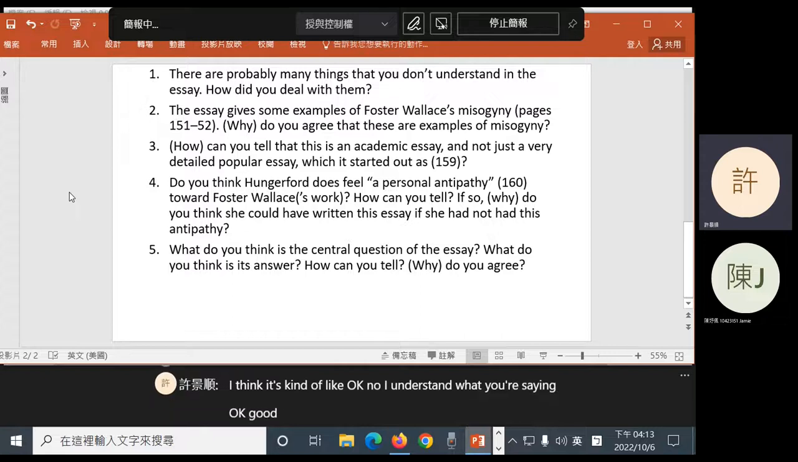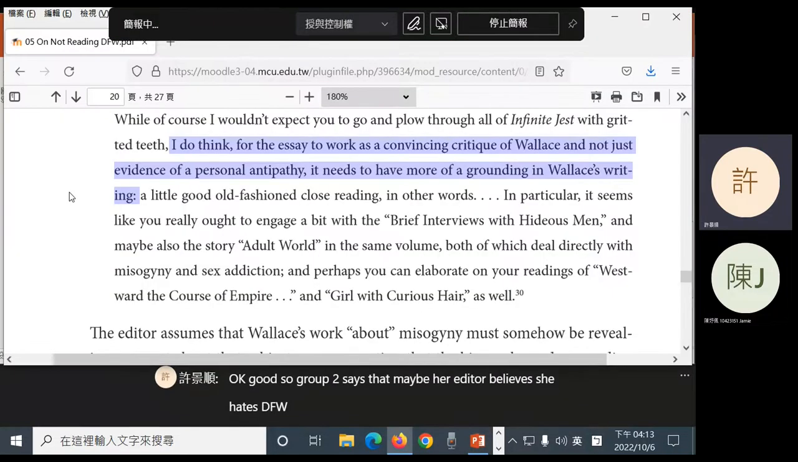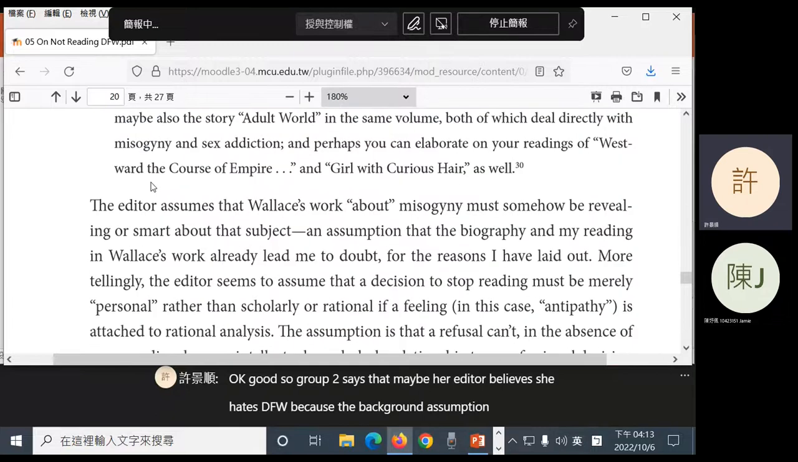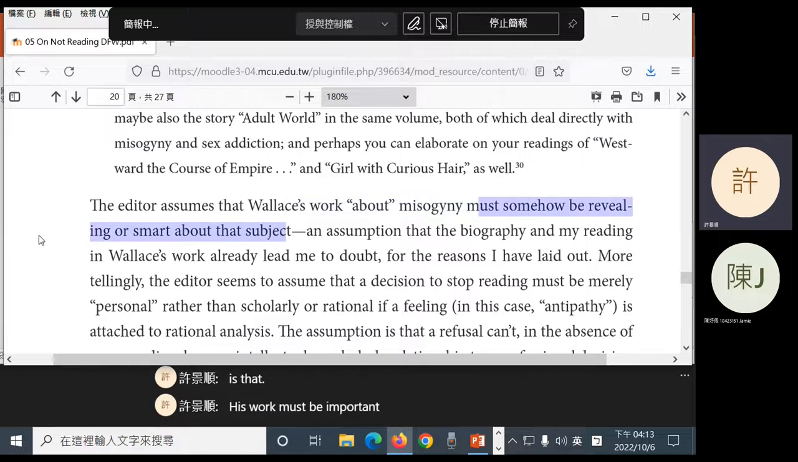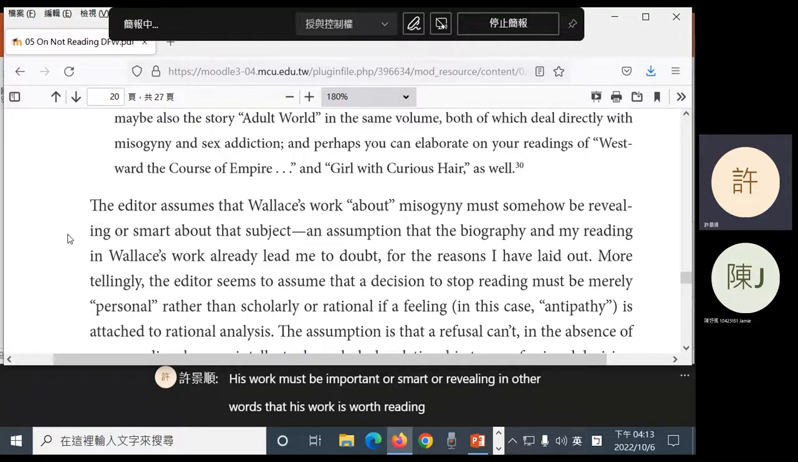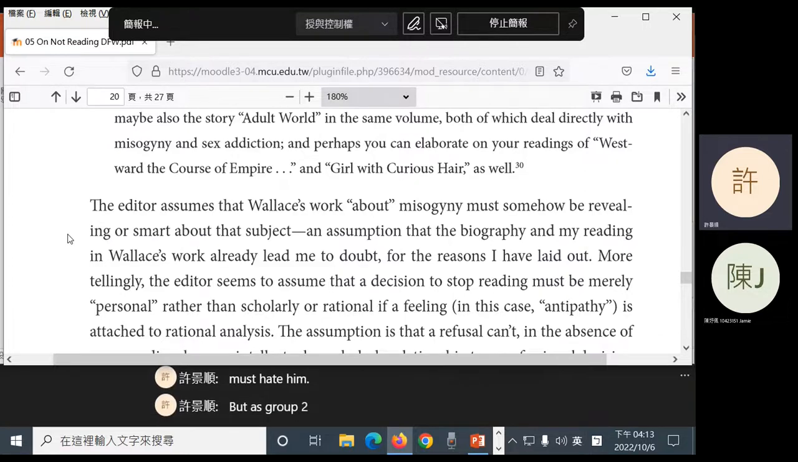Okay, good. So group two says that maybe her editor believes she hates DFW because the background assumption is that his work must be important or smart or revealing. In other words, that his work is worth reading. And so if she refuses to read his work, it's not a rational decision. Therefore, she must hate him. But as group two pointed out, this assumption is only an assumption, right? People assume that his work is important.